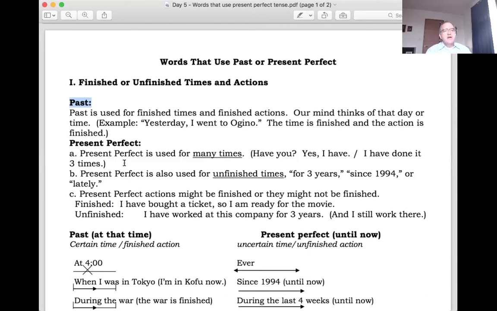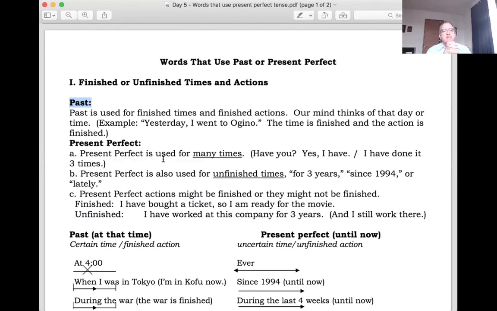Present perfect. Present perfect is used for one or many times. Have you ever? Yes, I have. I've done it three times. I've done it many times. That is not one certain time, and so we use present perfect.